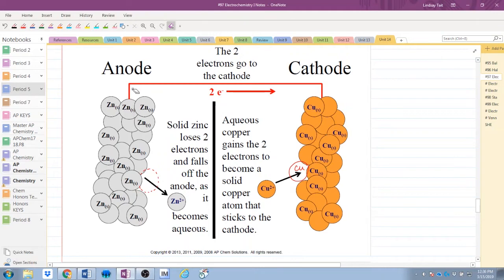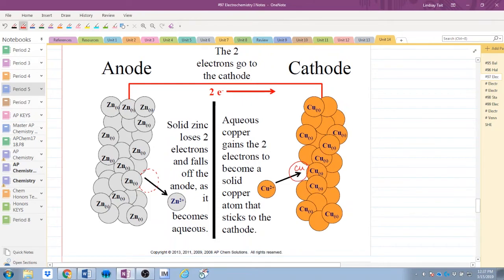Solid zinc drops off 2 electrons into the wire. As a result, one of its atoms becomes an aqueous zinc 2+ ion, right? It lost 2 electrons. And then when the 2 electrons get over here to the cathode, the solid copper, and a copper 2+ ion bumps into it, it takes those 2 extra electrons and solidifies, essentially. It precipitates, if you will.